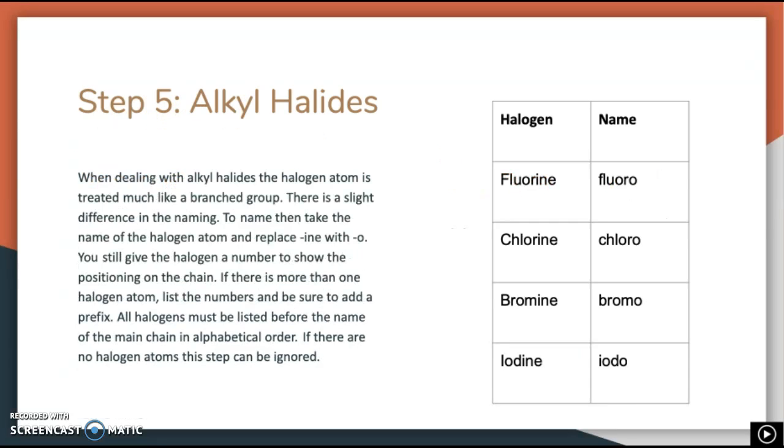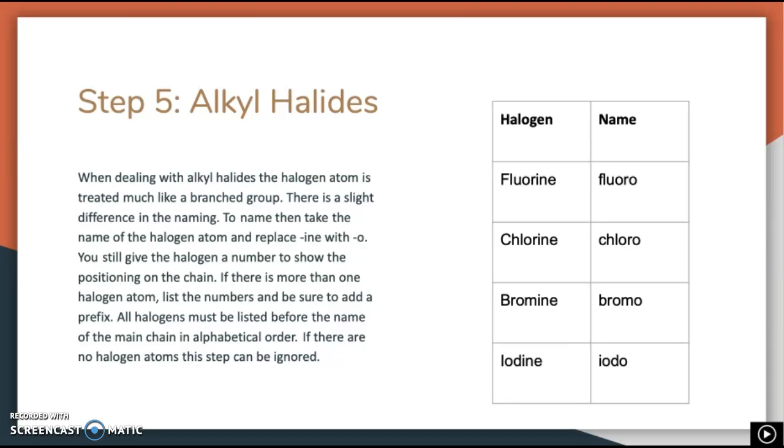Step 5. Alkyl halides. When dealing with alkyl halides, the halogen atom is treated much like a branched group. There is a slight difference in the naming. To name them, take the name of the halogen atom and replace the INE with an O. You still give the halogen a number to show the positioning on the chain. If there is more than one halogen atom, list the numbers and be sure to add a prefix. All halogens must be listed before the name of the main chain in alphabetical order. If there are no halogen atoms, this step can be ignored.